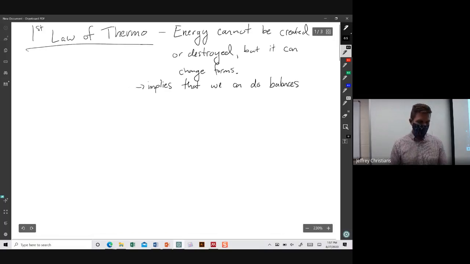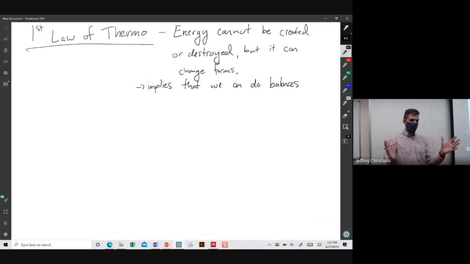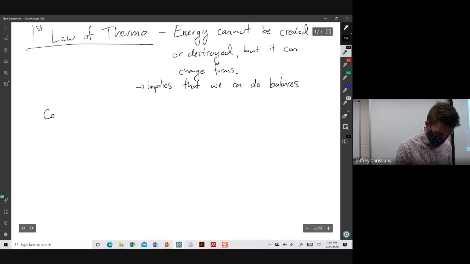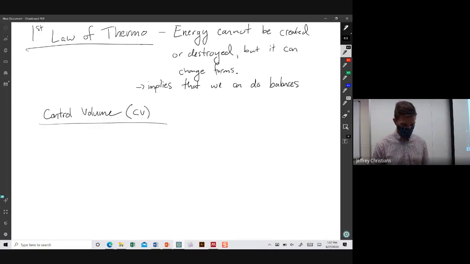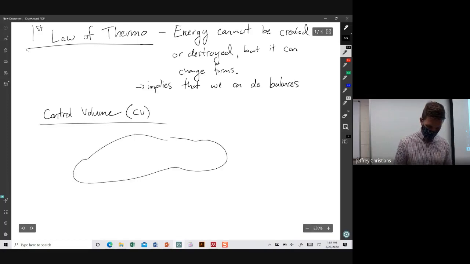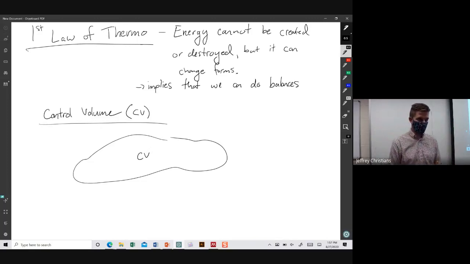So the first way that we'll think about the framework for energy balances is a control volume. The abbreviation that I'll use almost exclusively is a CV. And a control volume is some arbitrary volume, some arbitrary physical part of space that we happen to be looking at because we're interested in it for some reason.